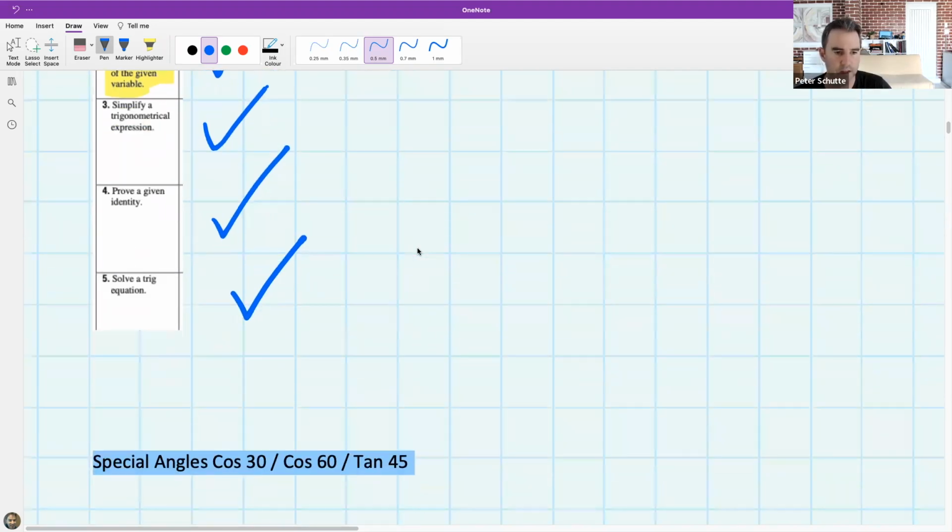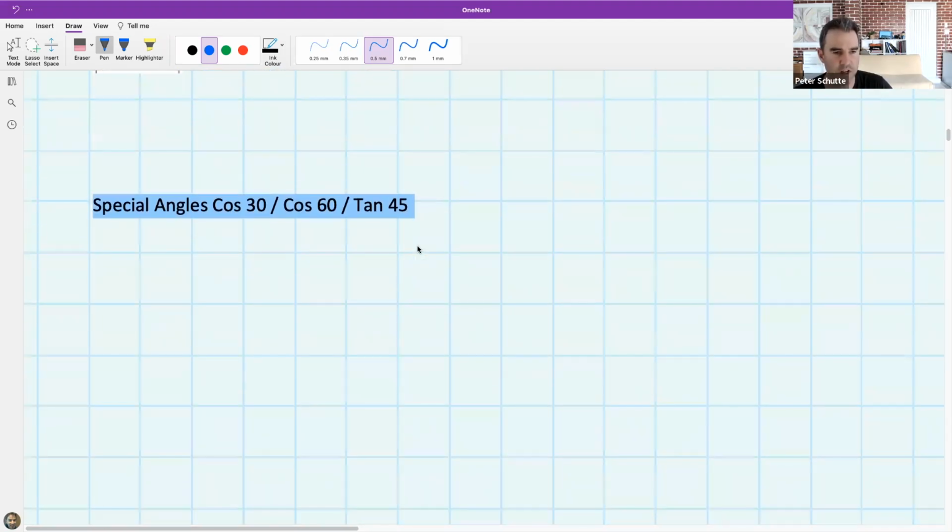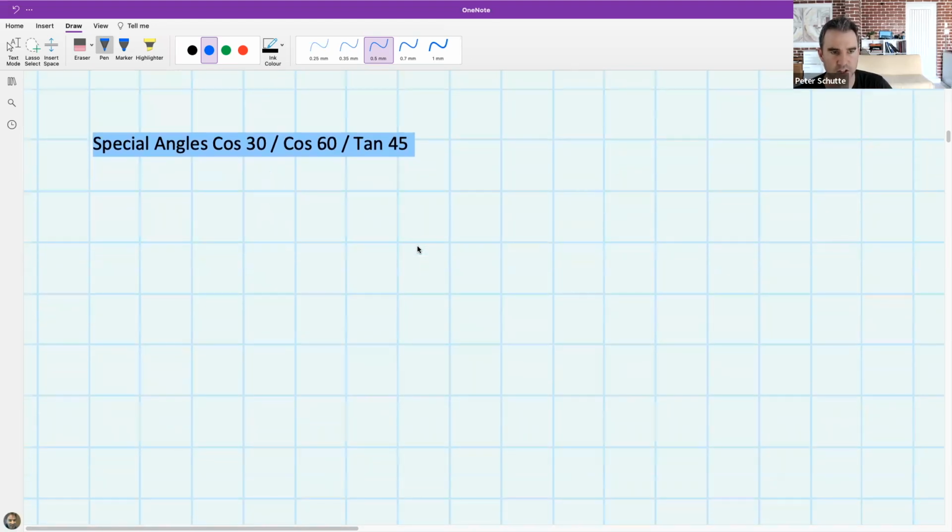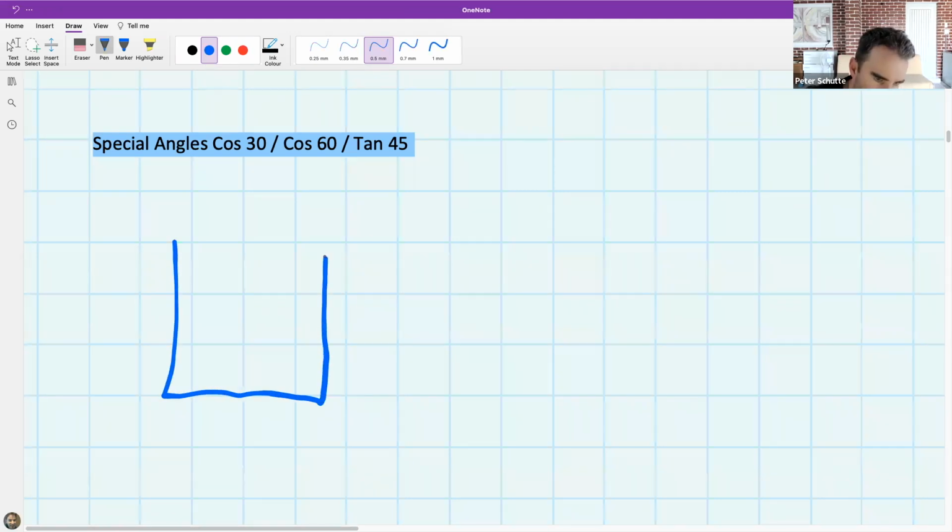Okay. So what I want to talk to you about now is something called special angles. Special angles have to do with finding the value of trig ratios without a calculator. So let's start with this shape.